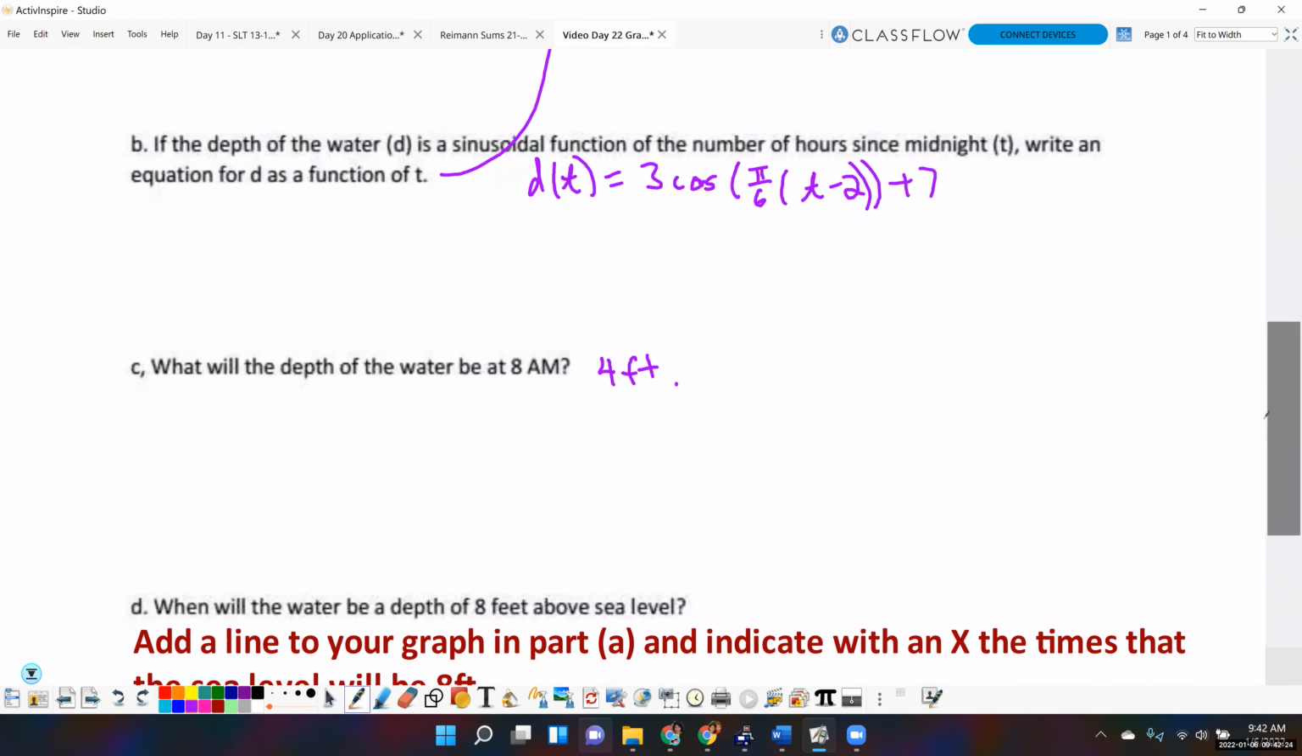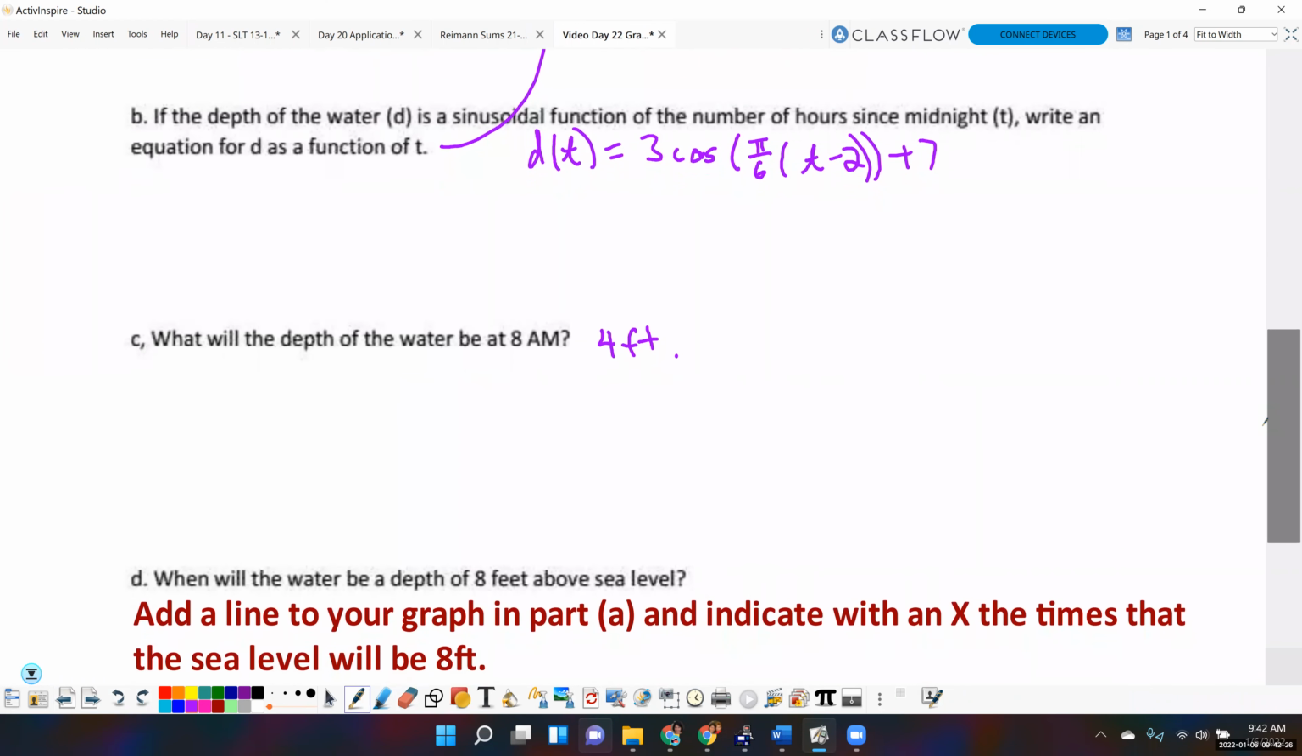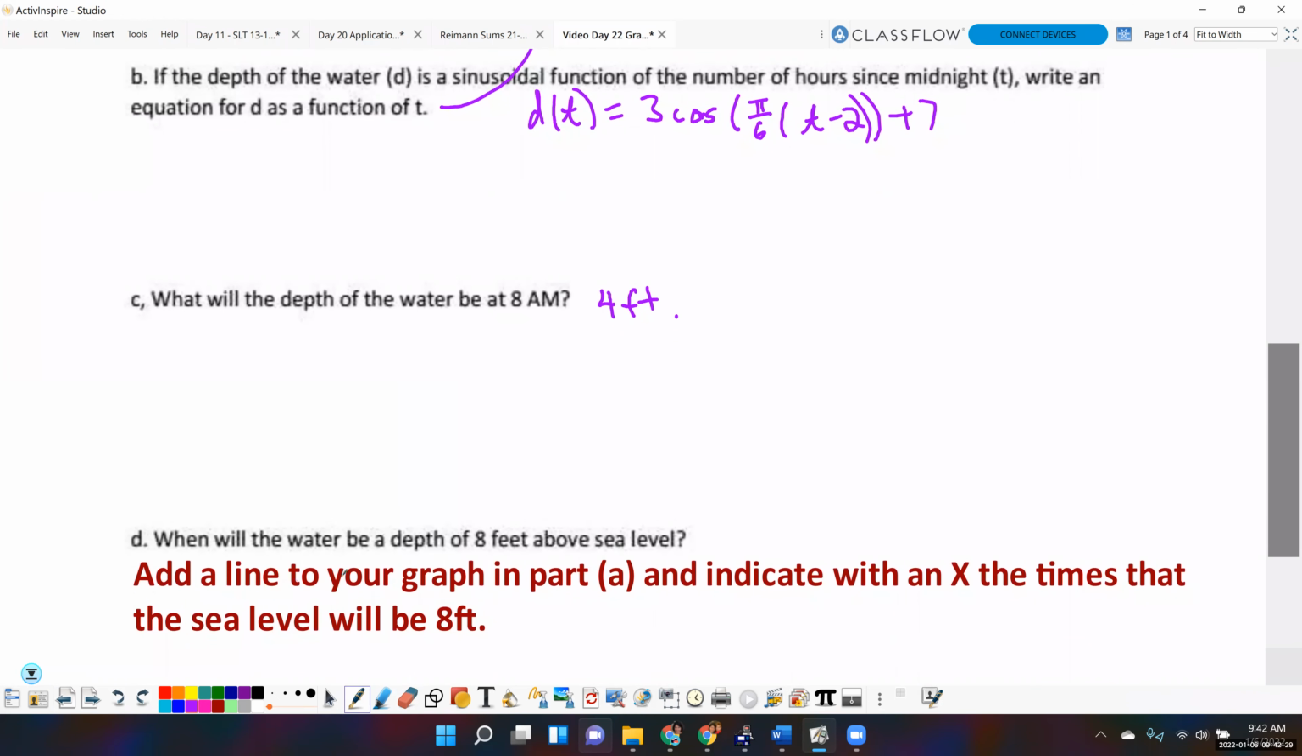Okay, so when will the water level be a depth of 8 feet above sea level? What I would like you to do is just add a line to your graph and indicate with an X the times that the sea level will be 8 feet. So I'm going to go up to my graph.